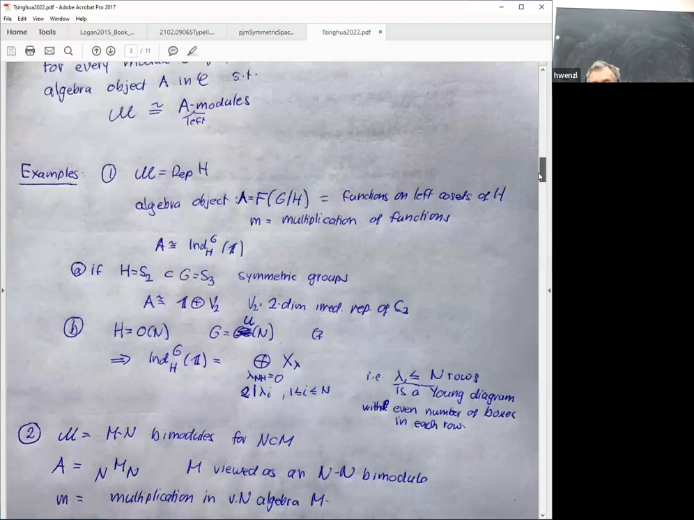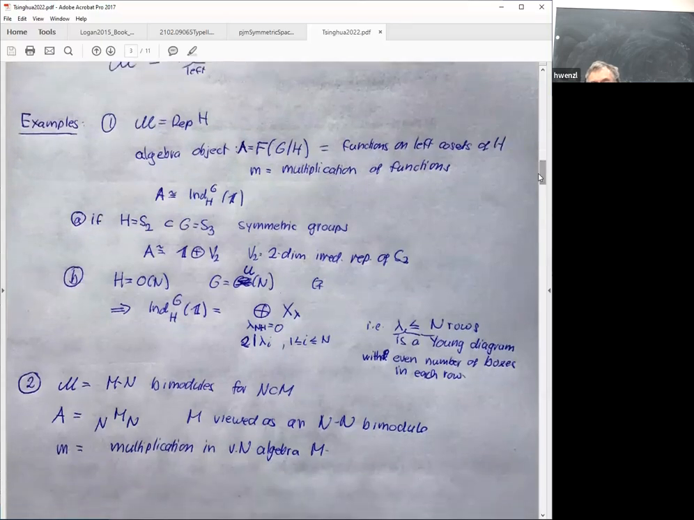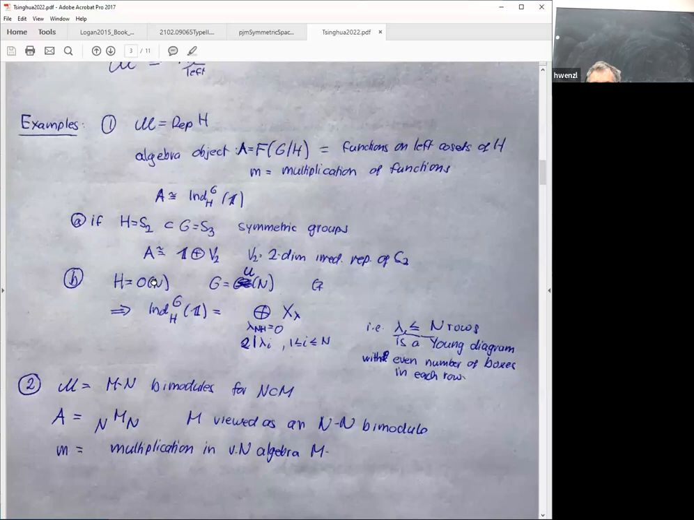Now, the same could go also for infinite groups. I mean, this would be more complicated. And I just write down this example here because it will be important later for describing our module categories for fusion categories. So let's take for H the orthogonal group, and for G the unitary group of dimension n. So unitary n by n matrices here, and orthogonal n by n matrices.